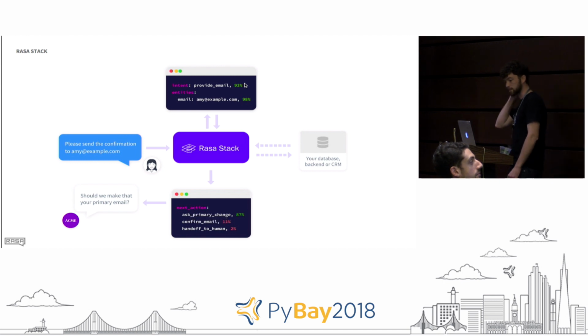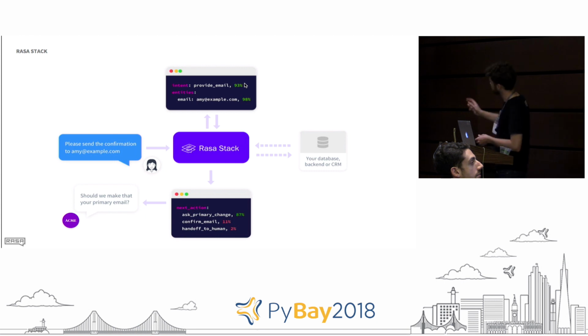OK, so the Rasa stack is two pieces. There's Rasa Core and Rasa NLU, and they do two different things. A message comes in, like here a person says, and this could be text or voice. Rasa doesn't do any speech to text or text to speech, so it's assumed that it's in text form. So someone says, please send a confirmation to my email address.